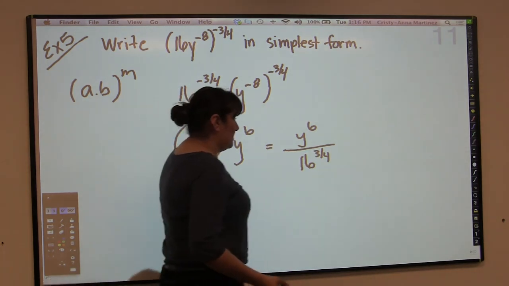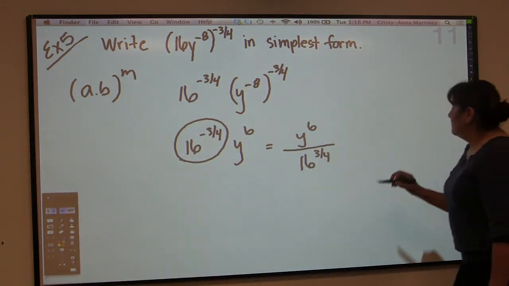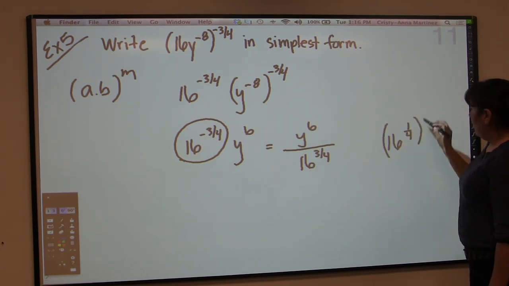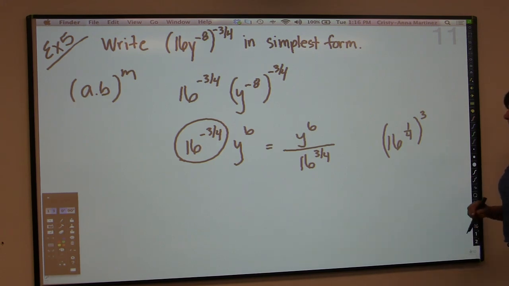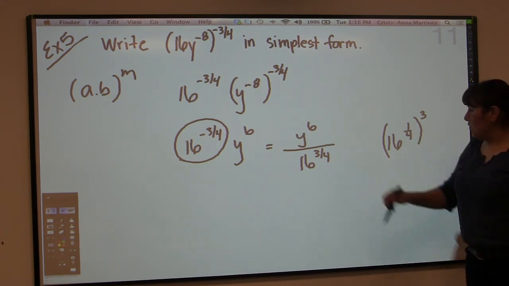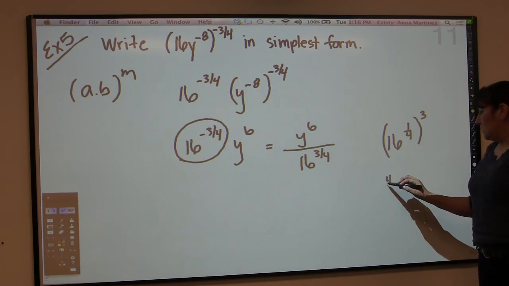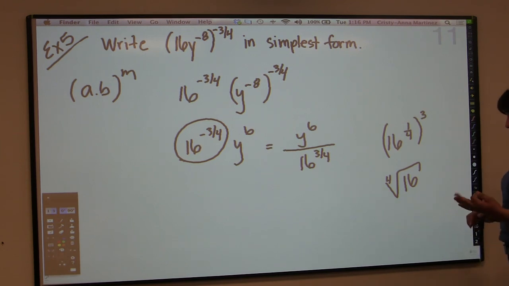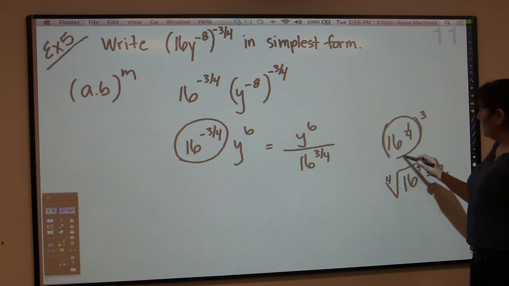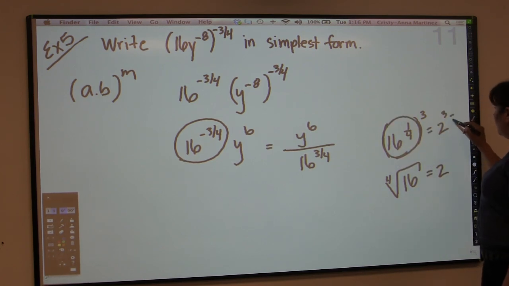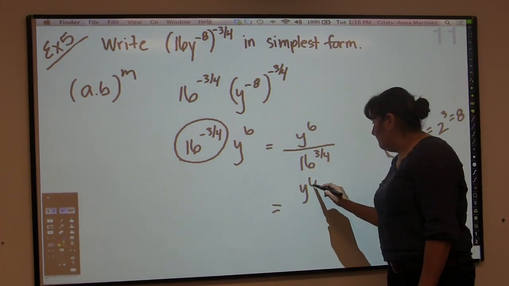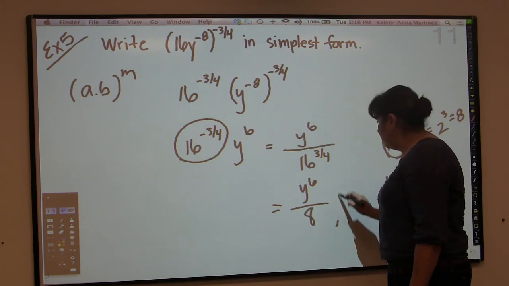And now I need to figure out how I can simplify 16 to the 3/4 power. So I'm going to go 16 to the 1/4 and then 3 out here. If I do that, then 1/4 times 3 is 3/4, and this is the 4th root of 16, which I do believe is 2. 2 times 2 is 4, 4 times 2 is 8, 8 times 2 is 16. So the 4th root of 16 is 2. So I'm going to replace all of this with the 2, and it's to the 3rd power, which means in the end I get 8. So now my final answer is y to the 6th power over 8. There is my final answer.